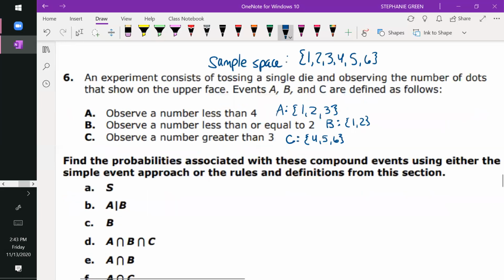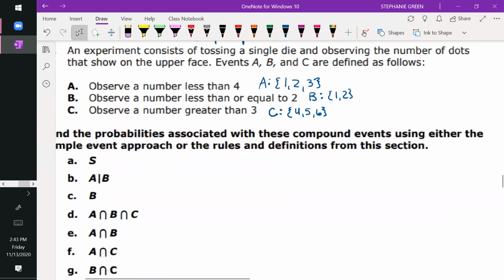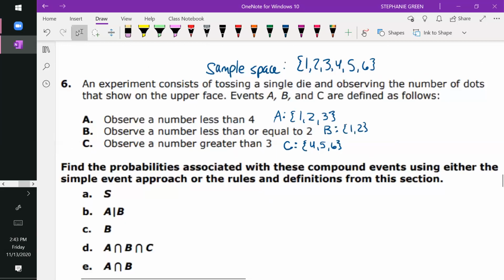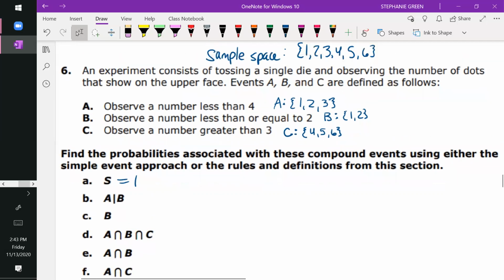All right, so let's see what we need to do now. It says find the probabilities associated with these compound events using either the simple event approach or the rules and definitions from this section. So A, it says S. That's kind of weird. Remember, S is for sample space. So what's the probability that we get anything in the sample space? Well, that should be 1. The probability of the sample space occurring should always be 1. We're guaranteed, otherwise it wouldn't be called the sample space, because the sample space has to include all possible outcomes.